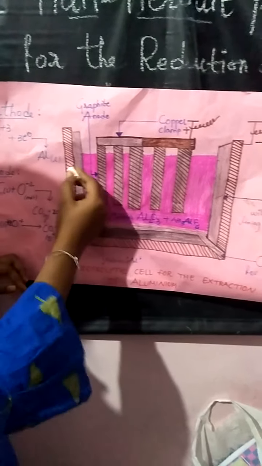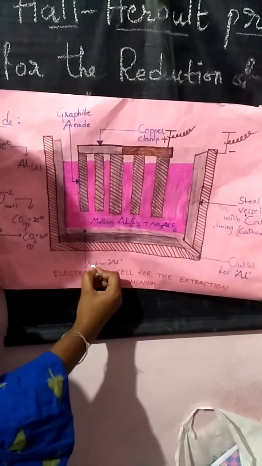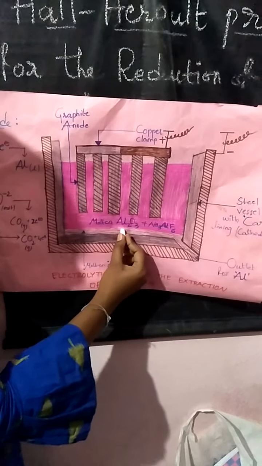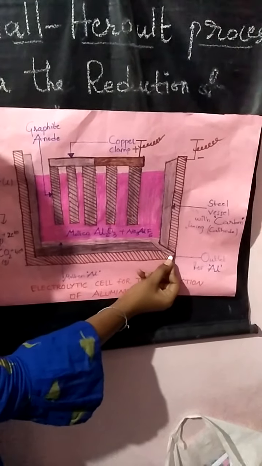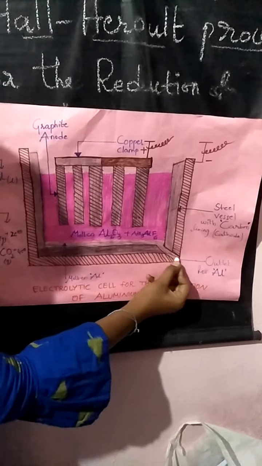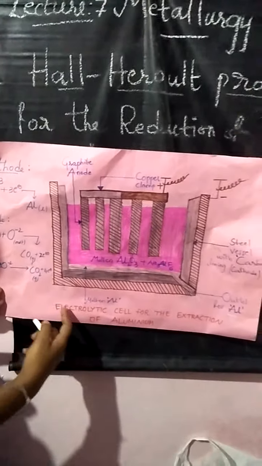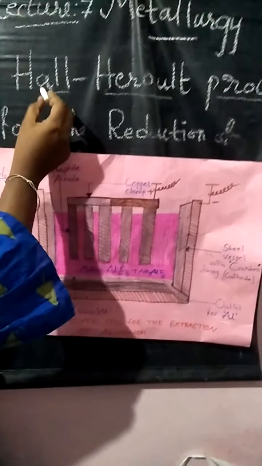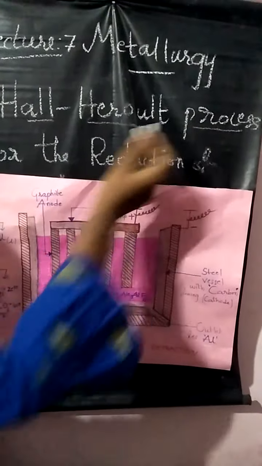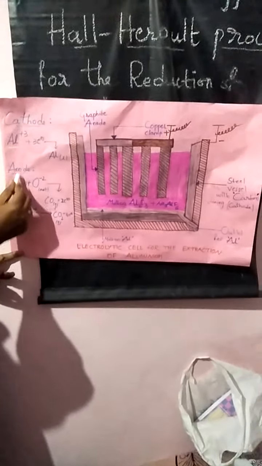If you see the setup, the liquid aluminium will settle here. This molten aluminium in its pure form is collected at the bottom of the tank, and it flows out through this outlet. Here we are collecting our pure aluminium. So this is the setup of the electrolytic cell, and this is how the extraction of aluminium takes place by the Hall-Heroult process. And these are the important reactions: what is happening at the cathode and what is happening at the anode.